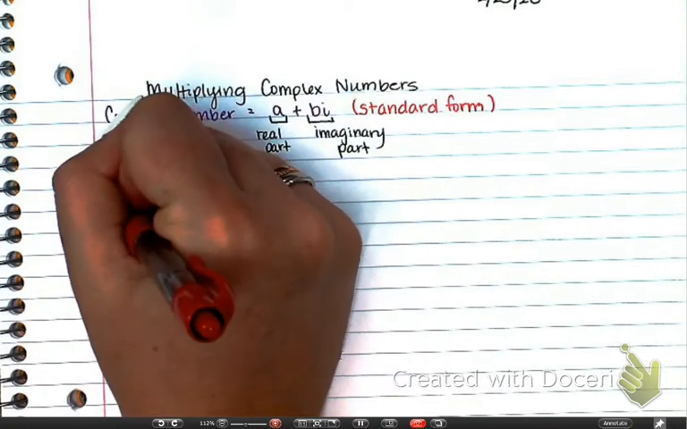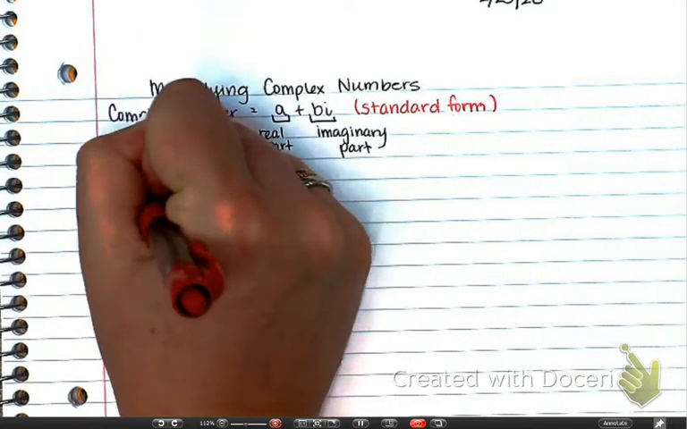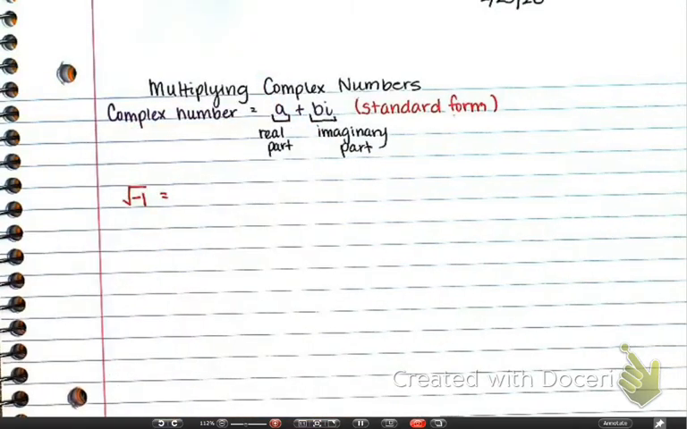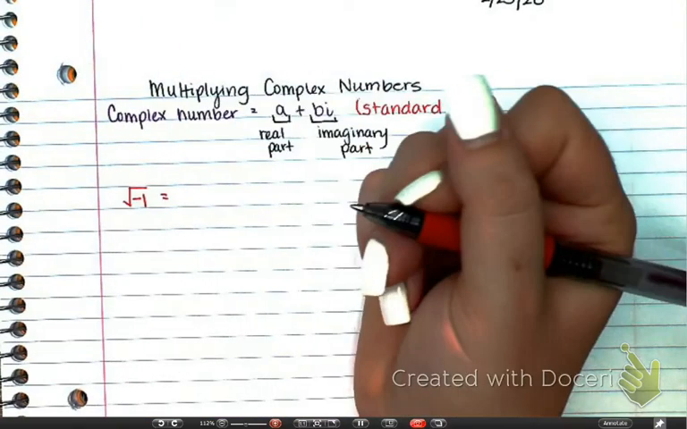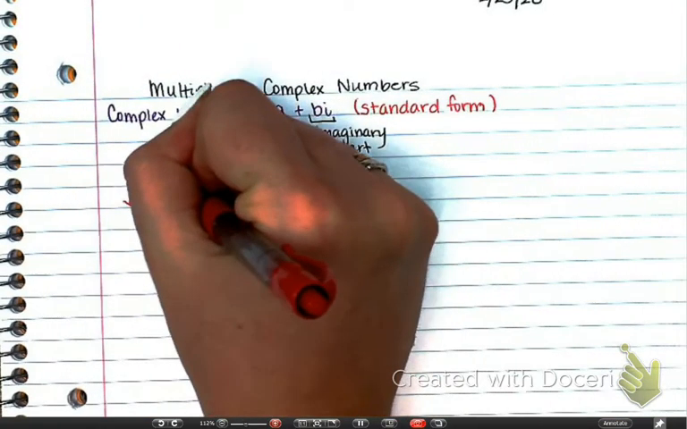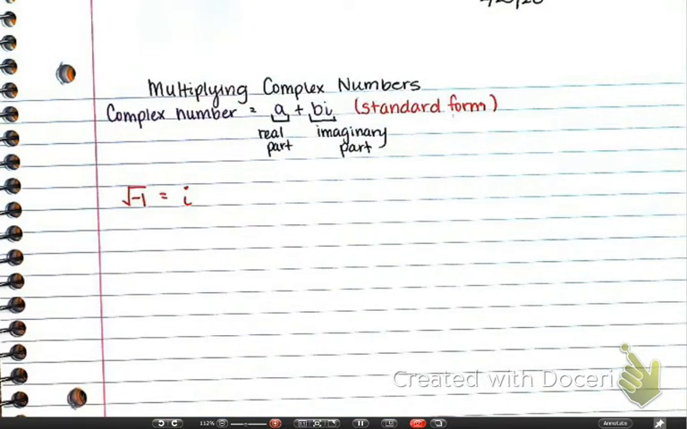what is the square root of -1? What is the square root of -1? Y'all just did it in your warm-up. I. 1i. Okay, so because the square root of 1 is 1, but that negative makes it an I. So the square root of -1 is I. Yes? Okay.